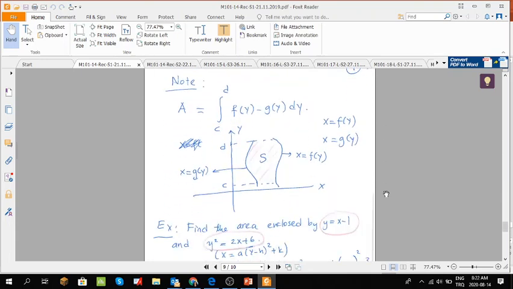Okay, and the next topic is what happens if, instead of y equals f(x), the curves are x equals f(y).